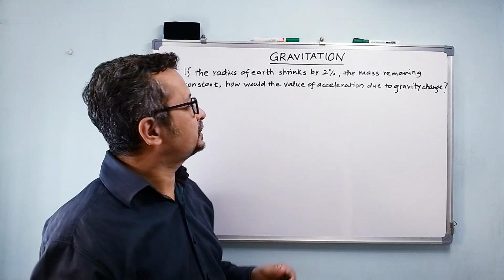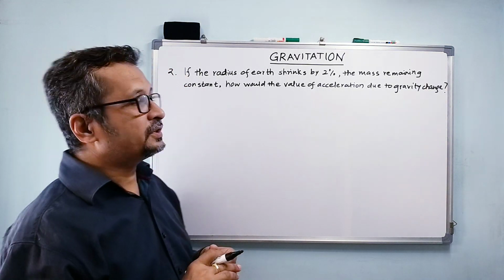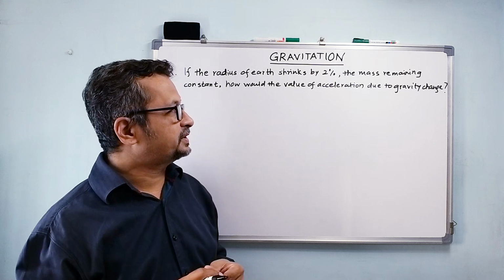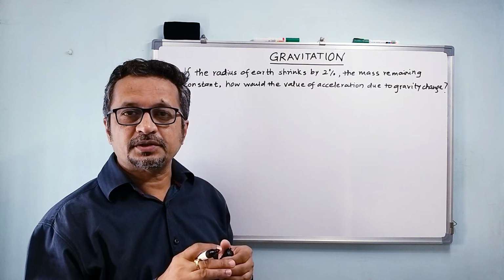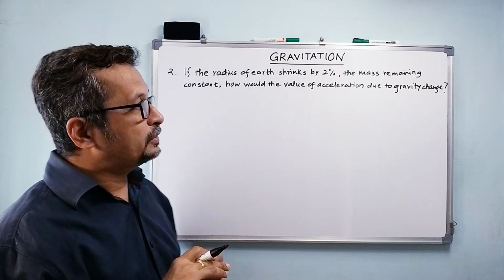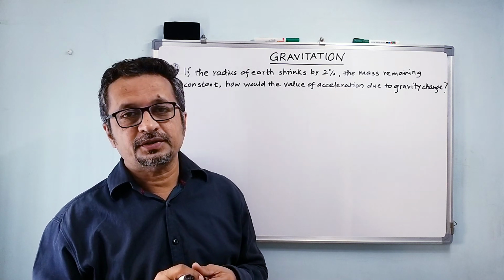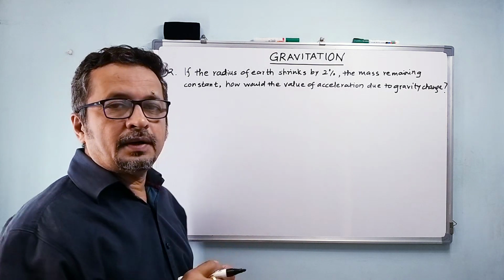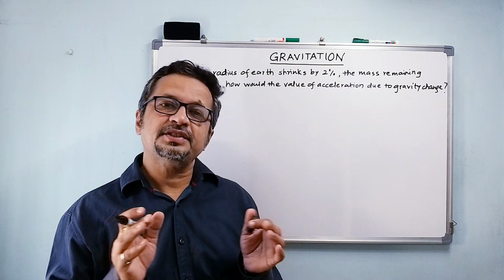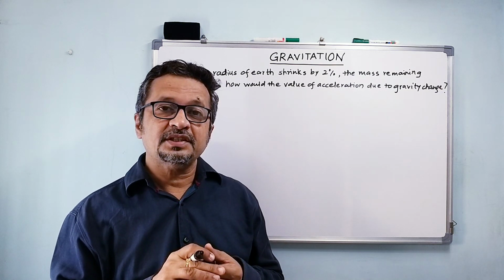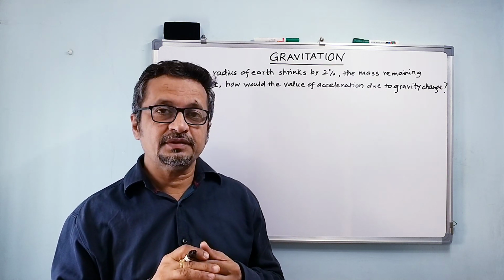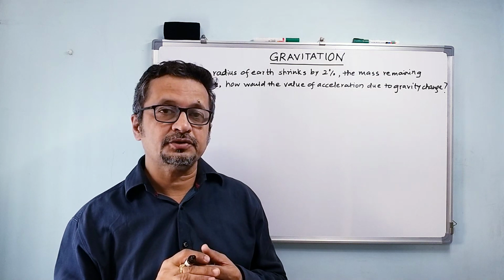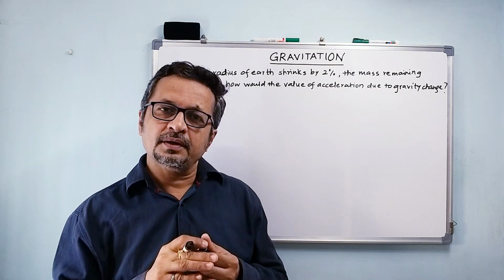Now let us go to problem number 2. If the radius of Earth shrinks by 2%, the mass remaining constant, how would the value of acceleration due to gravity change? Here we have to find the change in acceleration due to gravity with a change in radius. So if the radius changes, how would it affect acceleration due to gravity? It will definitely change, right?